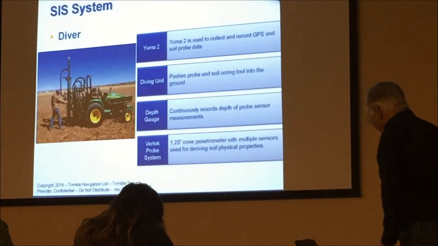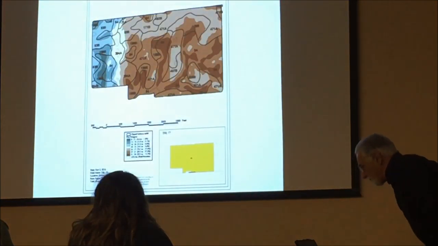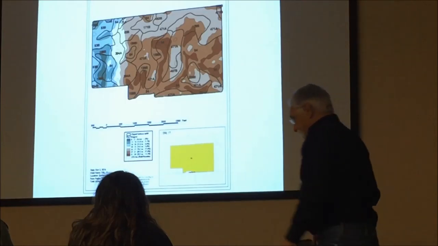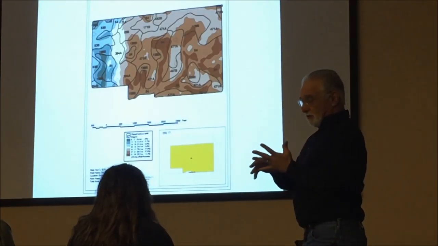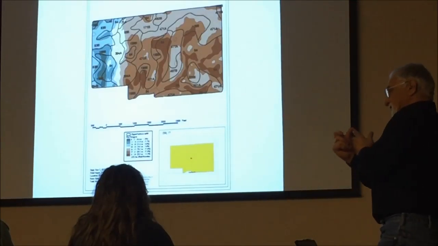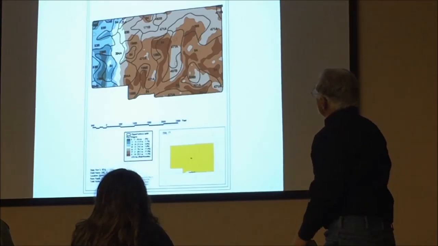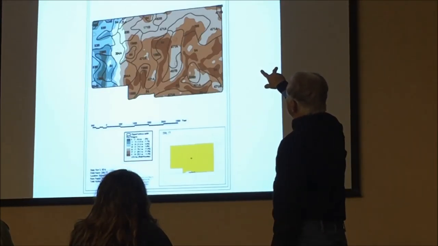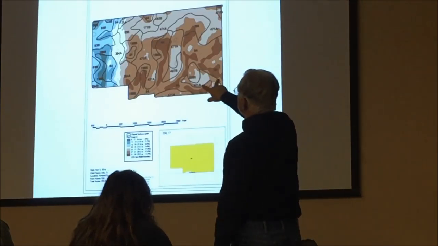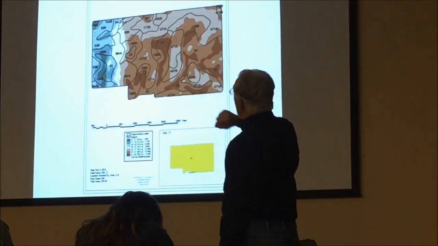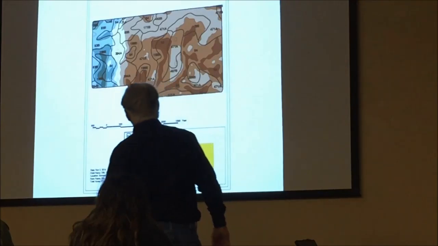Then we process that and determine different attributes. In fact, there are 32 different attributes of the soil that we're looking at, not only the physical but the chemical attributes. In this case, this is the electromagnetic EC. It says vertical, but what they mean is this is the surface electroconductivity. And I overlaid the soil survey on this particular field.